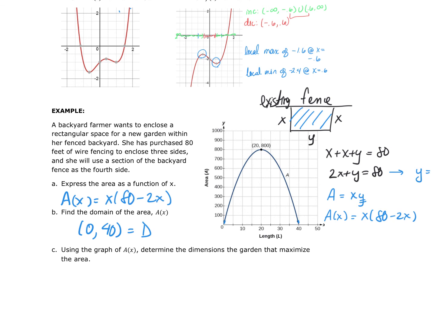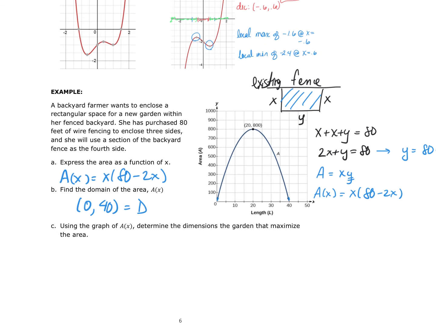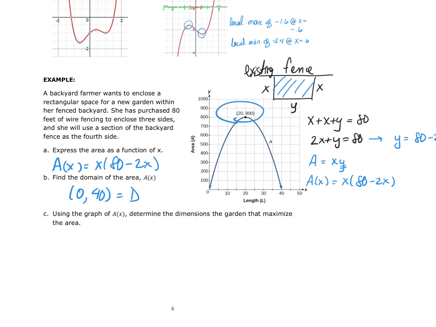Now, using the graph, determine the dimensions that maximize the area. Right here is the information that I need. When x is equal to 20, the max is 800. This is why we don't do max and mins as ordered pairs. Where does it happen? What is it? Have we answered the question? Well, no, but we're getting closer. I know when x is equal to 20, that means that one side of my dimension is 20. So I have 20, and what are my units here? Feet. So 20 feet. That's what x is equal to.